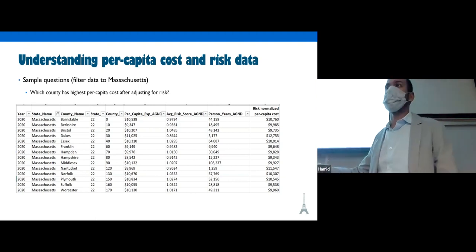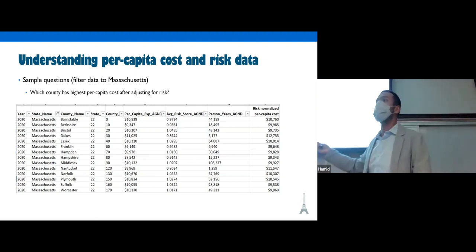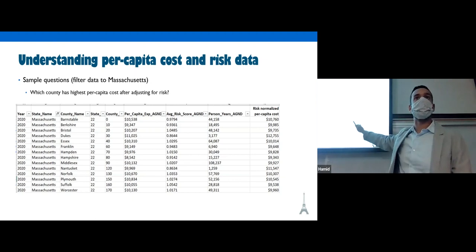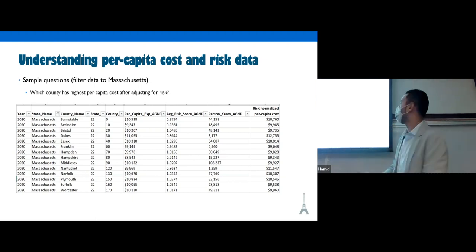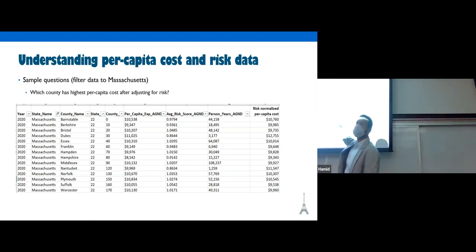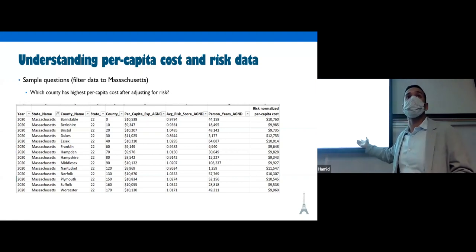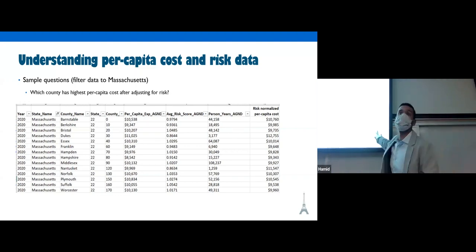Dukes County is also an island, right? So Nantucket and Dukes, which are two of the most expensive counties in Massachusetts, are both tiny islands. One of them has 1,000 people and the other one has 3,000 people. That's why I was saying there's one really obvious answer to this question. Because the question I asked was literally, what's the highest number in this column? Really, really simple, right? But the answer is a little bit more complicated than that.